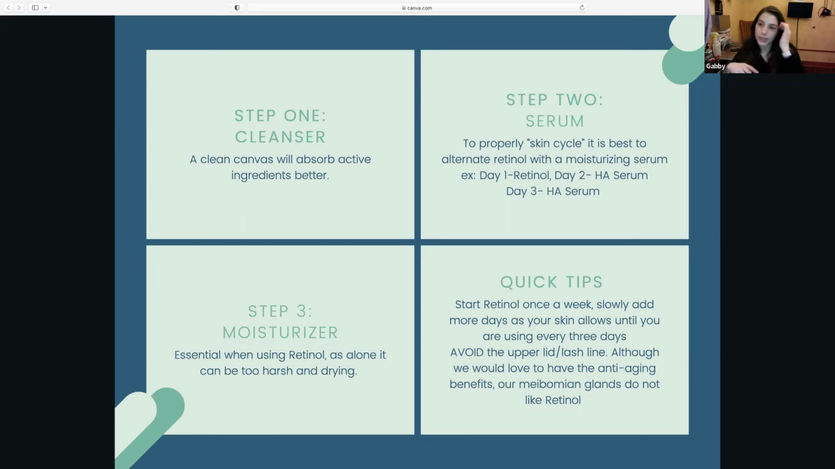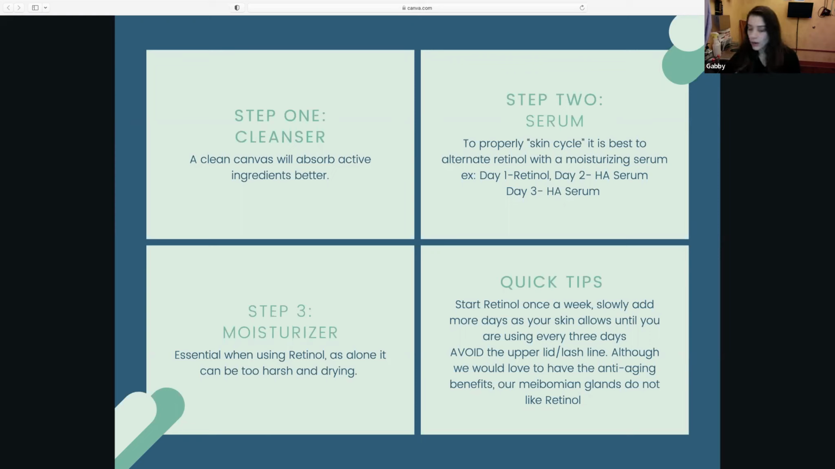You really want to avoid the upper lid, even with our eye retinol. Really, you just want to keep it right through here. It'll still take care of those crow's feet and any of the under eye baggy lines. But our meibomian glands really don't like it when we put it on here, especially because our eyelids can get really oily and it can seep that product into the lash line and make things not so comfortable for you. So right through here is perfect for the eye retinol.